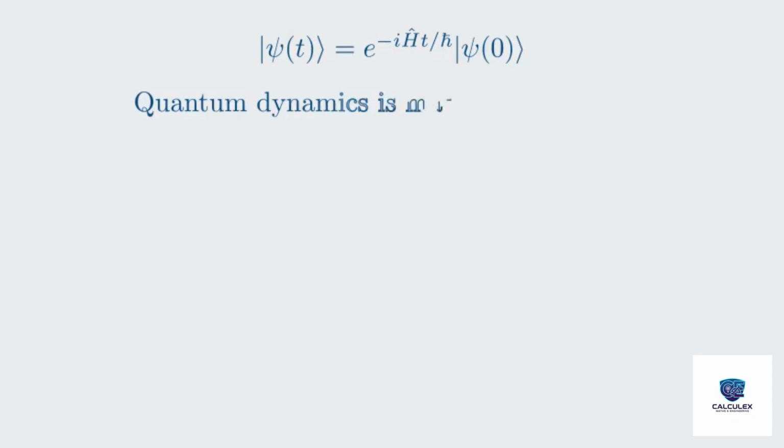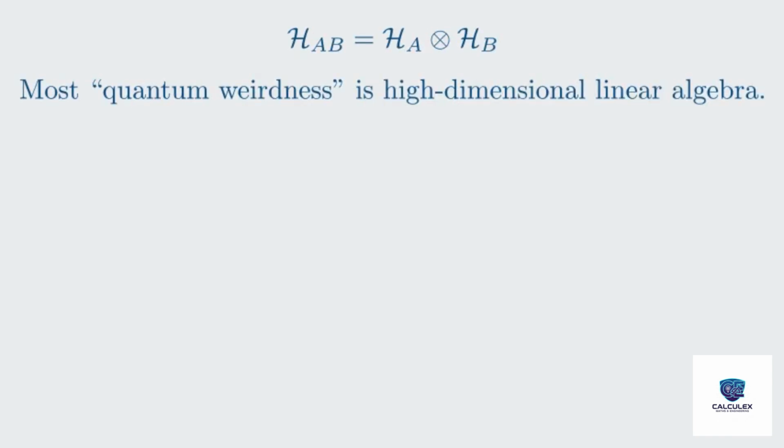The Schrödinger equation looks exotic. It isn't. It's a linear differential equation with a matrix. Quantum dynamics is matrix exponentials. Engineers do this every day. Entanglement isn't magic. It's what happens when vector spaces get big. Tensor products don't add dimensions, they explode them. Most quantum weirdness is high-dimensional linear algebra. Quantum mechanics doesn't need interpretation first. It needs linear algebra. Learn the math, and the mystery disappears.